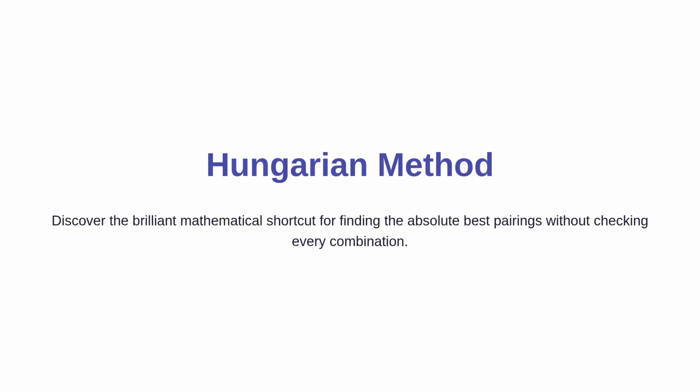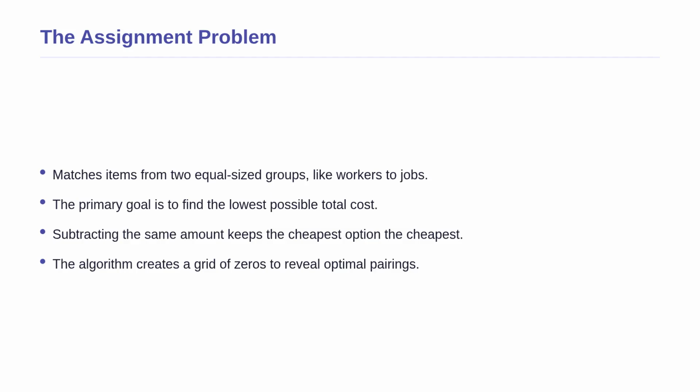Imagine you are managing a small business with 3 employees and you have 3 specific tasks that must be completed today. If you have 20 employees and 20 tasks, the number of possible combinations is larger than the number of stars in the universe, making guessing completely impossible. Today, we will learn a brilliant mathematical shortcut that finds the absolute best pairing without having to check every single combination. Now that we understand the scale of the problem, let us look at how we solve it.